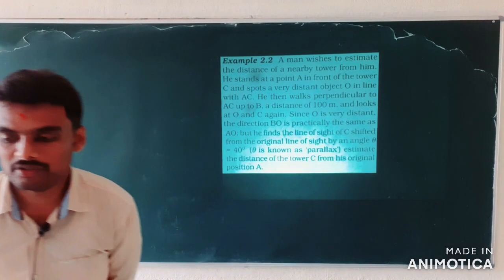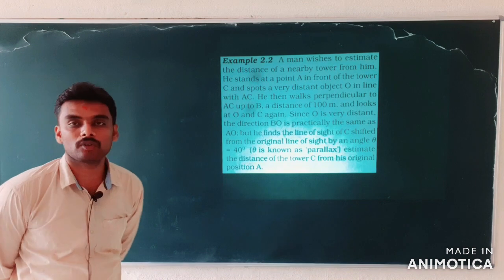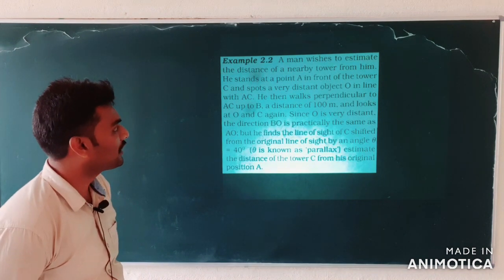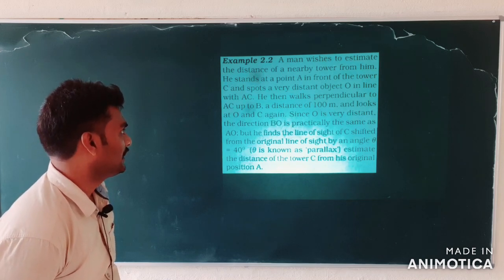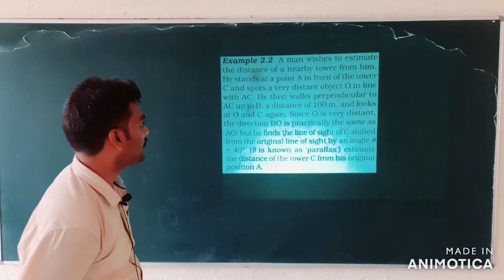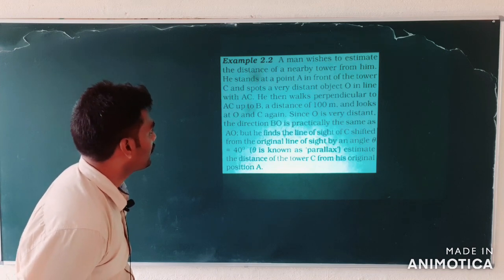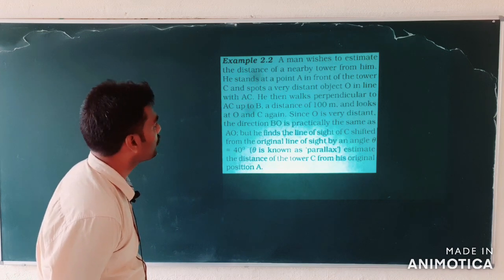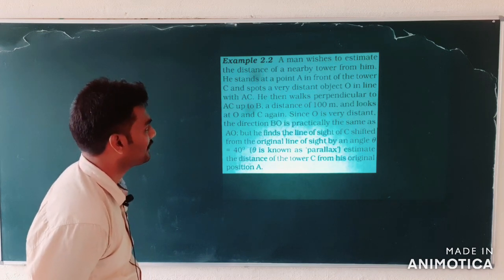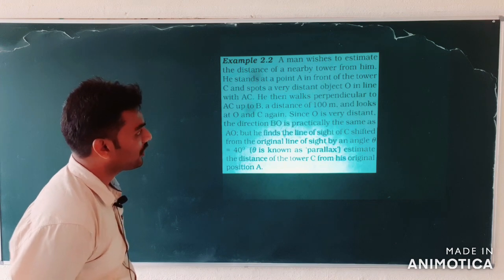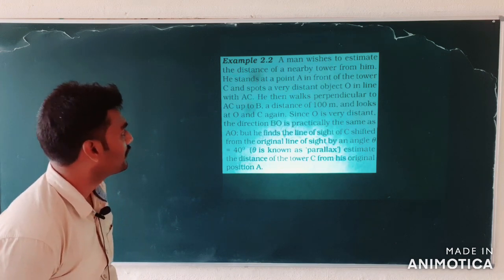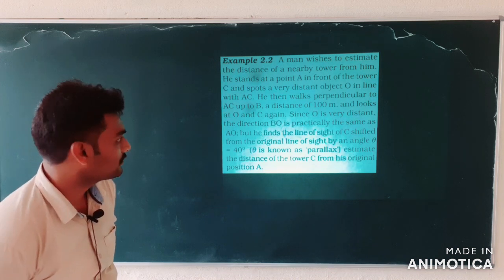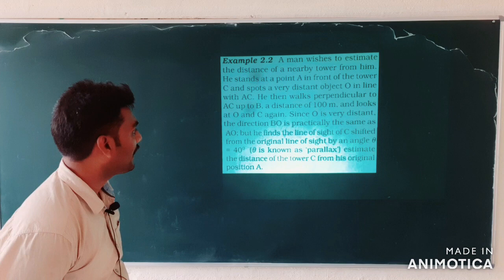Okay, the next question, example 2.2 is as follows. A man wishes to estimate the distance of a nearby tower from him. He stands at a point A in front of the tower C and spots a very distinct object O in the line with AC. He then walks perpendicular to AC up to B, a distance of 100 meter, looks at O and C again.